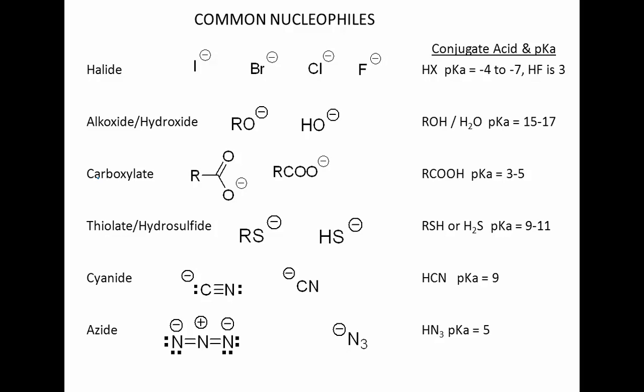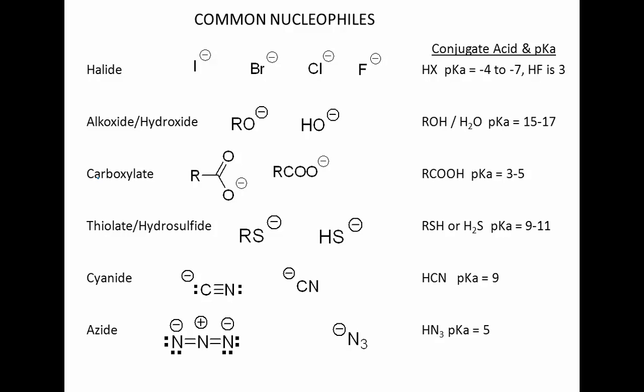Carboxylate nucleophiles are the conjugate bases of carboxylic acids, which have pKa's normally 3 to 5. Thiolate and hydrosulfide, these are the anions of thiols and H2S. These are derived from conjugate acids with pKa's of 9 to 11.